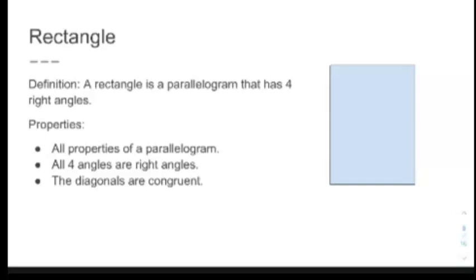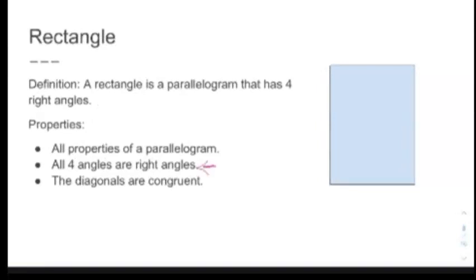That means that their opposite sides are parallel, their opposite sides are congruent, their opposite angles are also going to be congruent, their consecutive angles are going to be supplementary, and also their diagonals are going to bisect each other. To determine that we have a rectangle, we have two additional properties that we want to pay attention to. And the first one is this, that all four of our angles are right angles.